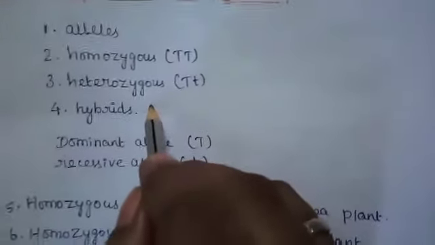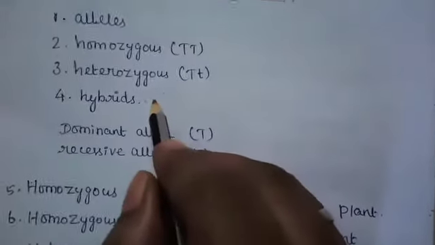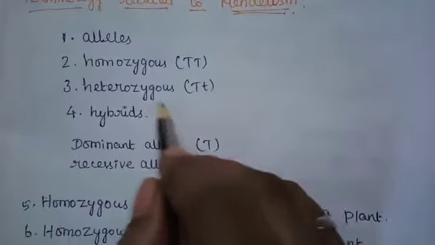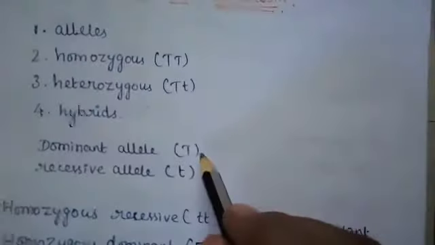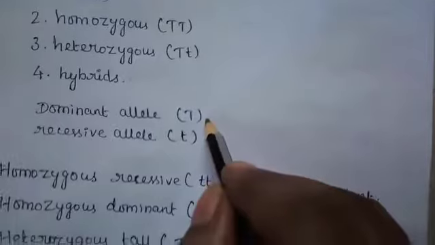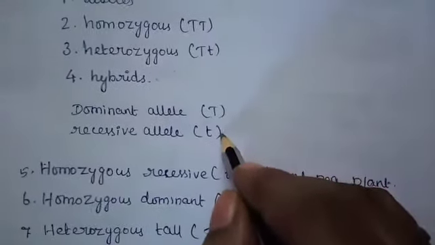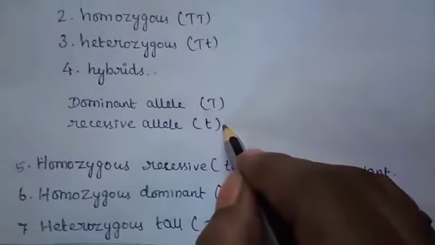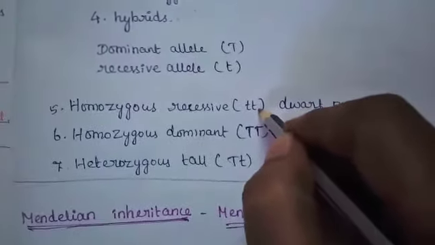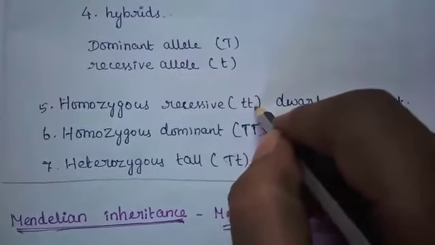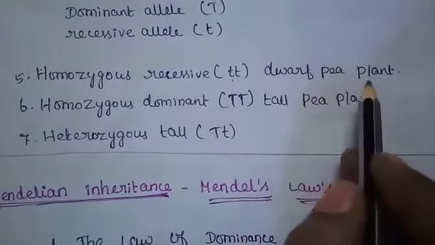Next, hybrid. Mendel's non-true breeding plants are called heterozygous. Hybrid means mixed varieties or mingled. Next, dominant allele. The dominant allele is named with capital T. Recessive allele, small t. Then homozygous recessive. When both alleles are recessive, the individual is called homozygous recessive, small t, so a dwarf pea plant.